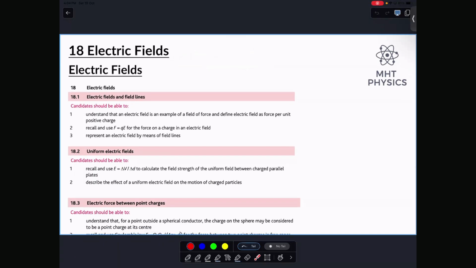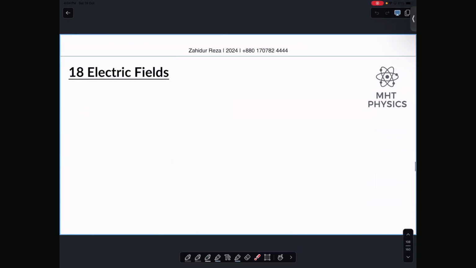Electric fields is very heavy on graphs, and the graphs usually cause a lot of trouble. Anyways, page 93. So this is page 93.